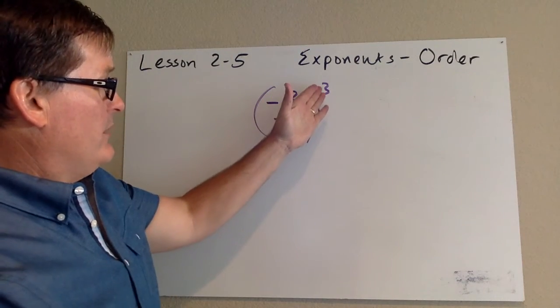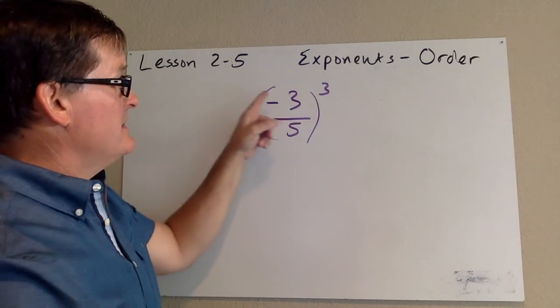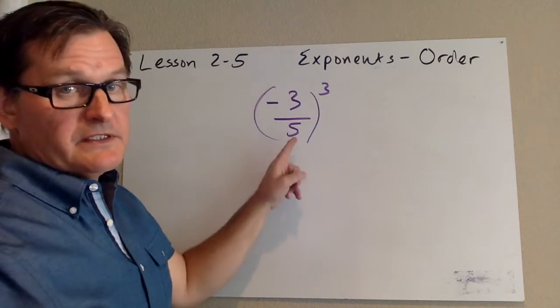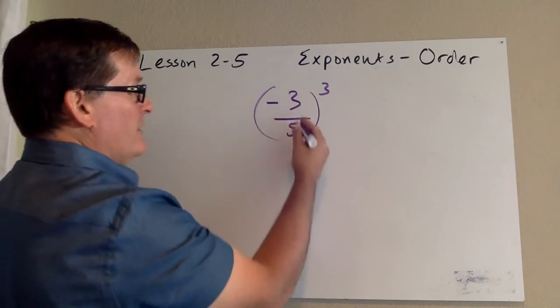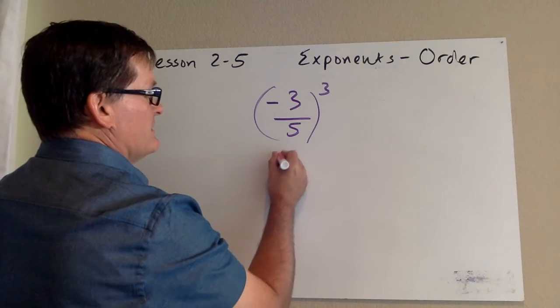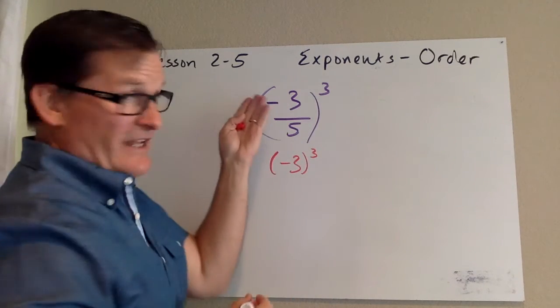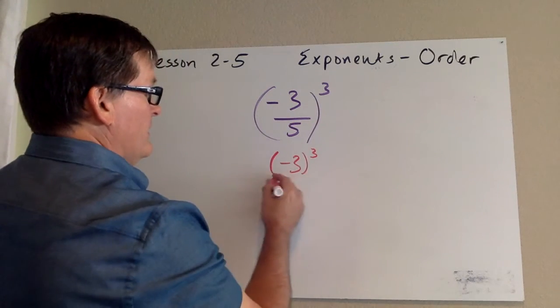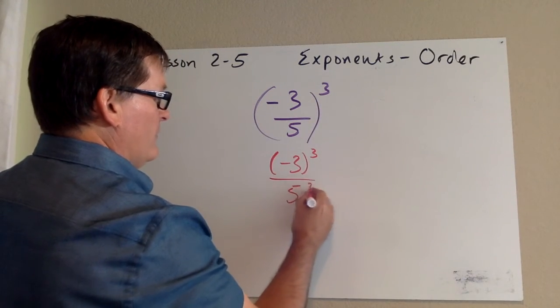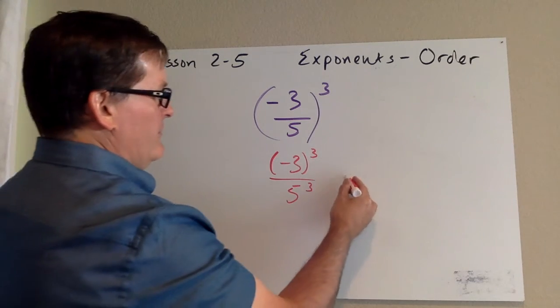So again, the exponent outside of parentheses tells me I raise both of these to the 3rd power. Be careful here, when I bring this one down, I need to keep it in parentheses, because the negative's in parentheses too. And then the bottom, 5, don't really need it in parentheses, although I could put it in parentheses. Now I'm ready to evaluate.